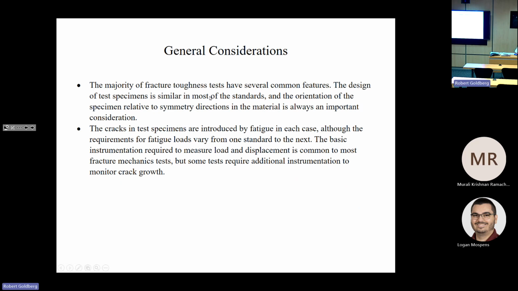Now, for general considerations, the majority of the fracture toughness tests that we'll talk about have several common features. The design of the test specimens is similar in most of the standards, as we'll see. And the orientation of the specimen relative to symmetry directions in the material is always an important consideration because, and we'll talk about this a little more in a bit, the assumption in metals is that they are isotropic, and that no matter what direction you pull on the material, the response will be the same.